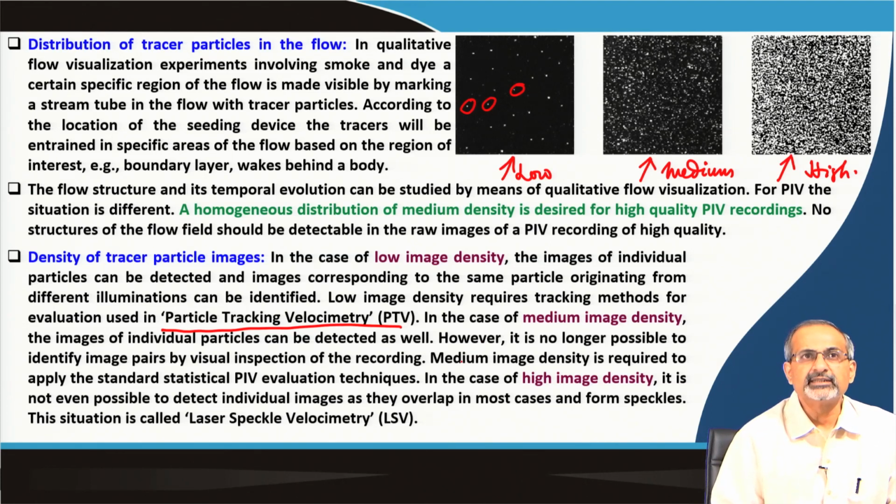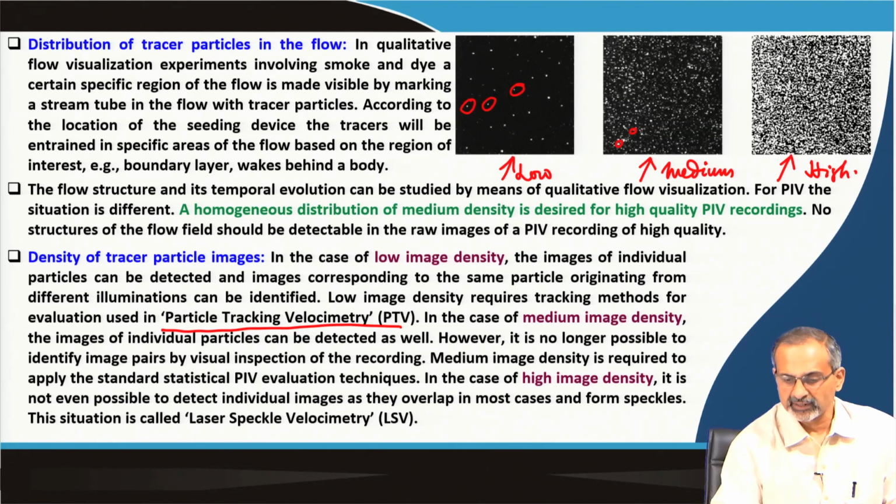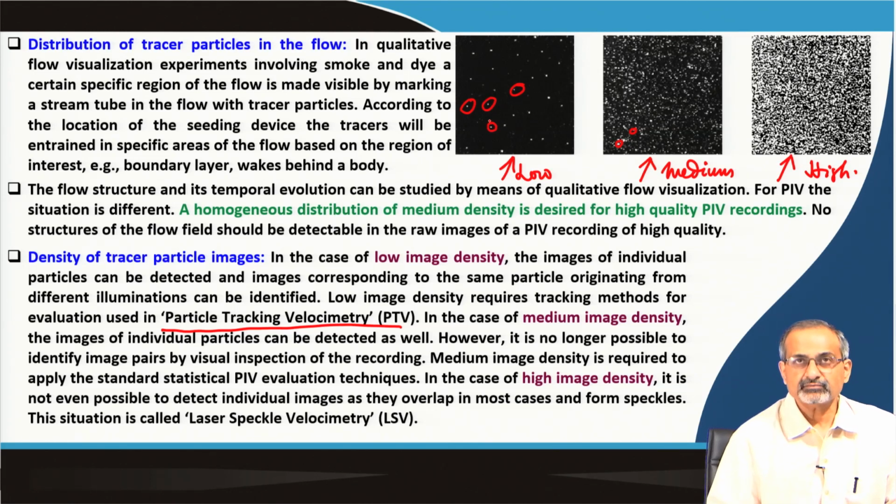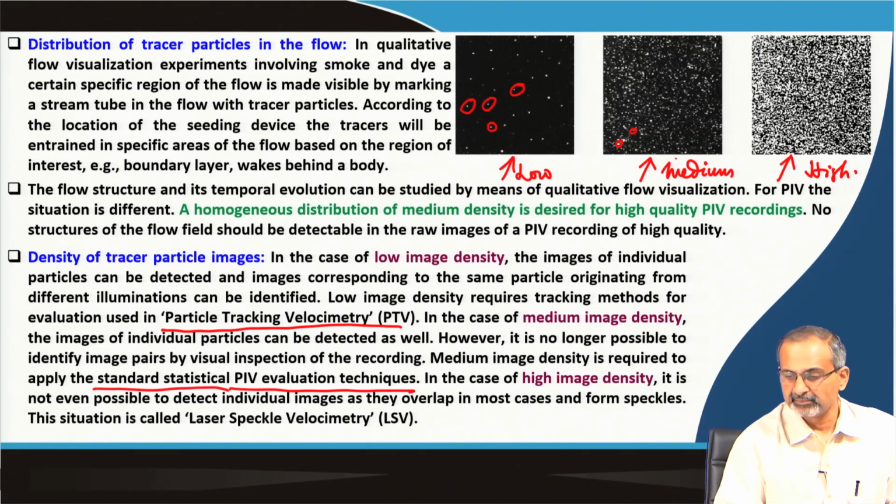For medium image density, the images of individual particles can be detected very well. You can identify each particle extremely well. They are not getting cluttered as such. However, it is no longer possible to identify image pairs by visual inspection of the recording. You cannot track between two images a specific particle, where it was earlier and where it is now, because it has sufficient density already. Medium image density is required to apply the standard statistical PIV evaluation techniques. That means the medium density is what is best suited for PIV.